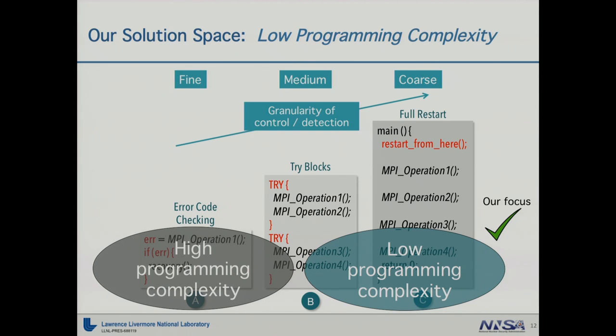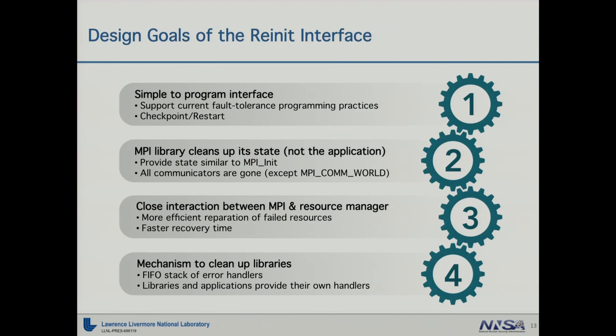What we want to do is to propose solutions for this area where we have the full restart model, in which we have basically a small number of changes in the application. This kind of fault tolerant programming model can be used in a large number of applications with minimal changes. And this is why we're proposing Reinit. The Reinit interface has 4 key goals. The first one is to provide a simple program interface.